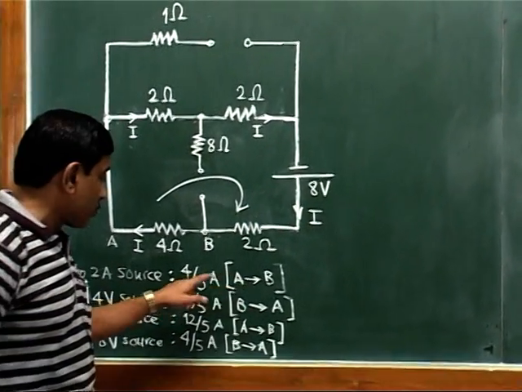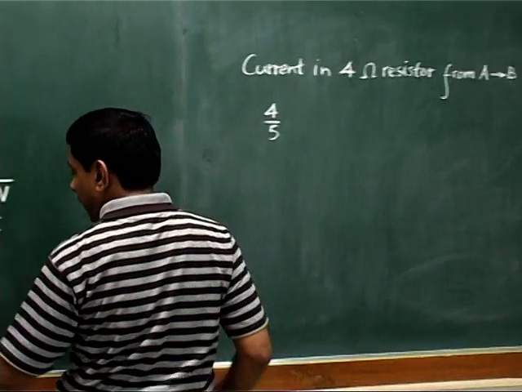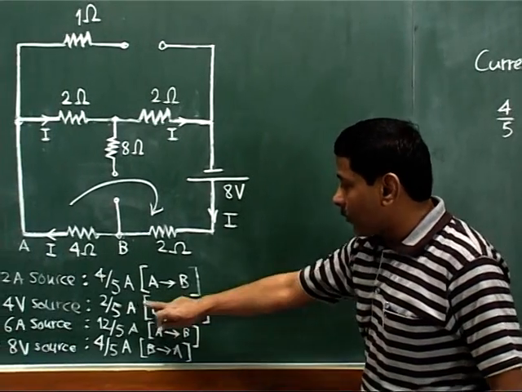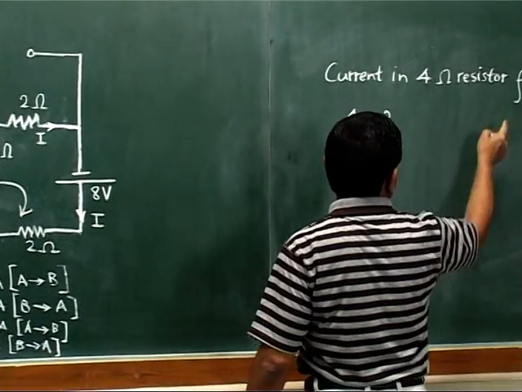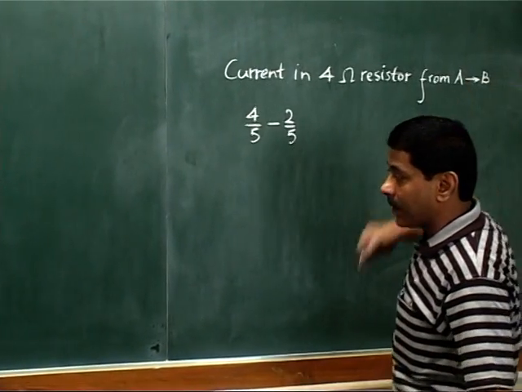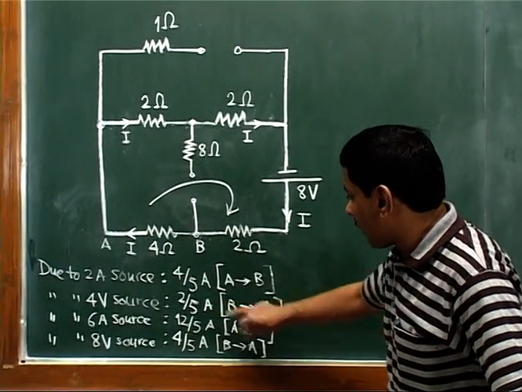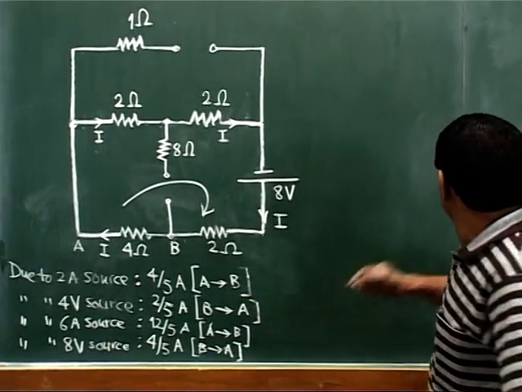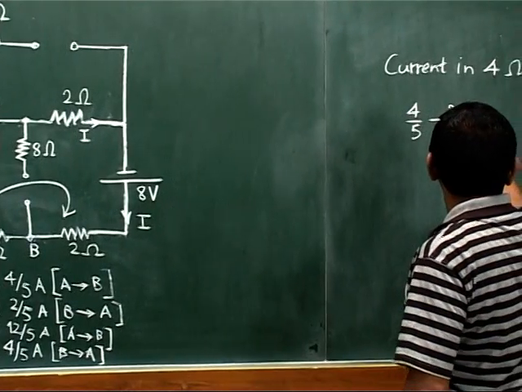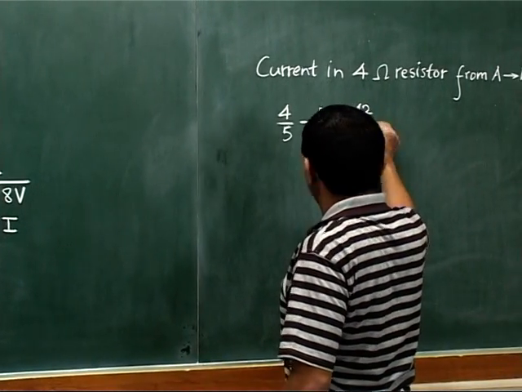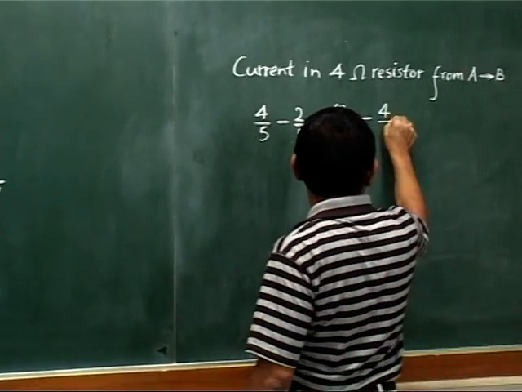Just write now A to B. This is already A to B, so we will just take this value as 4 by 5. Then the second value is B to A, so we have to take this value as minus 2 by 5. Because see what we are assuming, we are finding out what current will be flowing from A to B. So this is already from A to B, so plus 4 by 5. This second value was 2 by 5, but it was from B to A, so we have taken it as minus. The third value is already A to B, so plus 12 by 5. And the fourth value is again B to A, so we have to take a negative value. So minus 4 by 5.